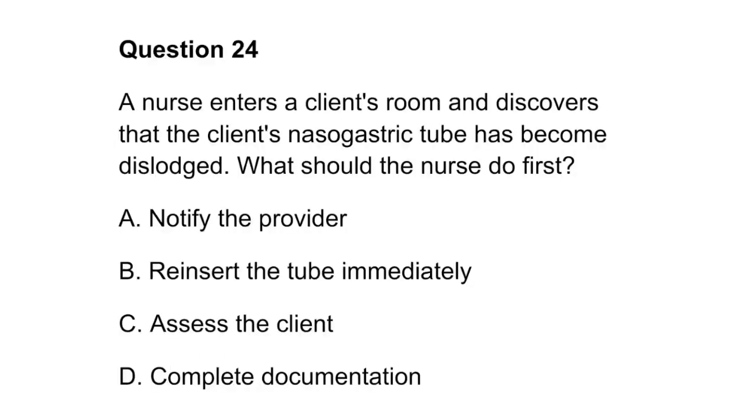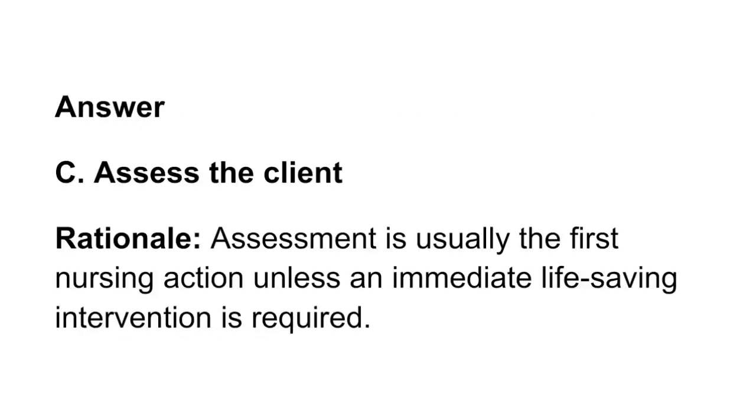Question 24. A nurse enters a client's room and discovers that the client's nasogastric tube has become dislodged. What should the nurse do first? A. Notify the provider. B. Reinsert the tube immediately. C. Assess the client. D. Complete documentation. Answer: C. Assess the client. Rationale: assessment is usually the first nursing action unless an immediate life-saving intervention is required.